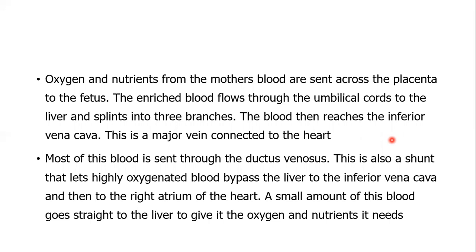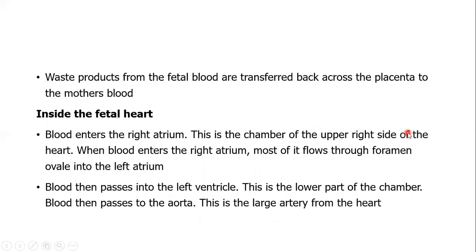Most of this blood is sent through the ductus venosus. This is also a shunt that lets highly oxygenated blood bypass the liver to the inferior vena cava and then to the right atrium of the heart, just like we said. A small amount of this blood goes straight to the liver to give it the oxygen and nutrients it needs for its development. Waste products from the fetal blood are transferred back across the placenta to the mother's blood.